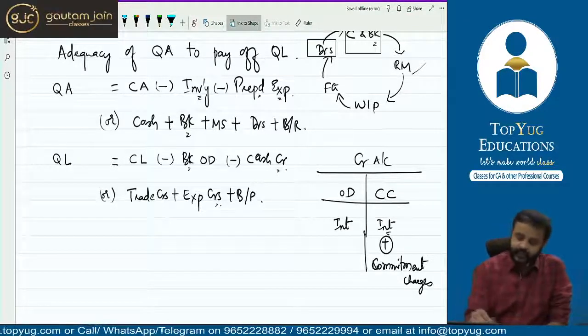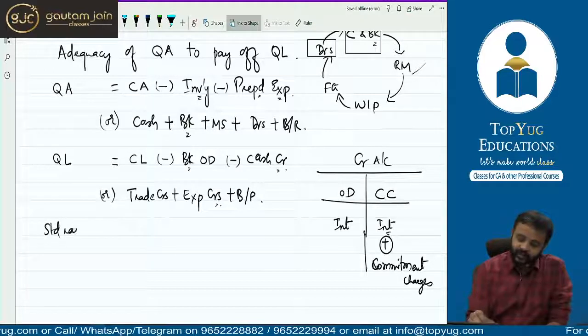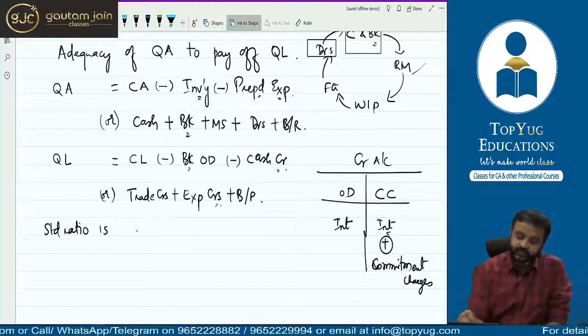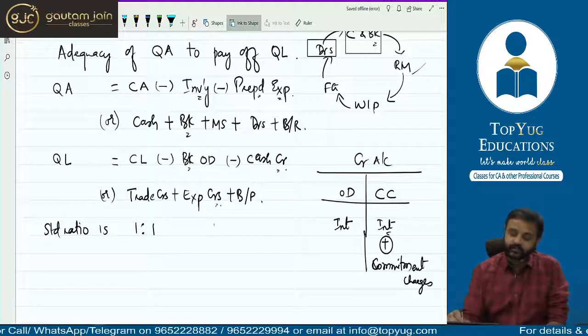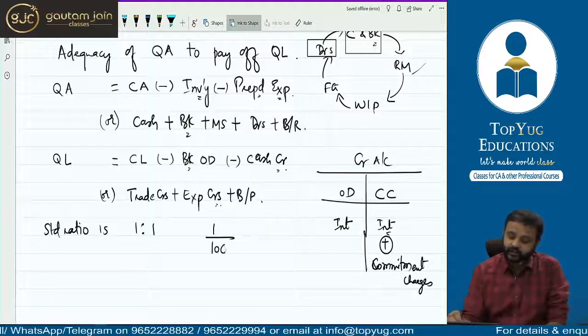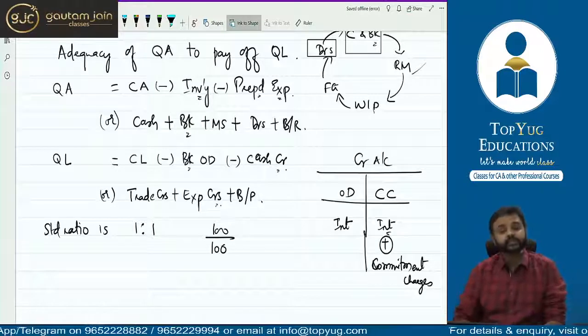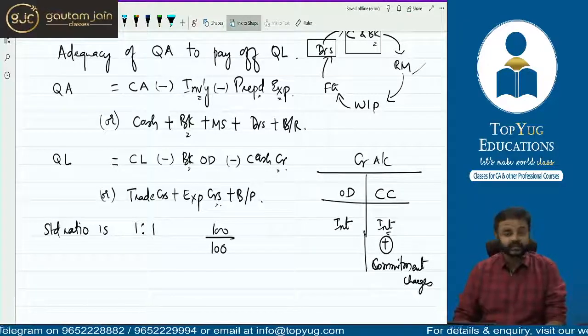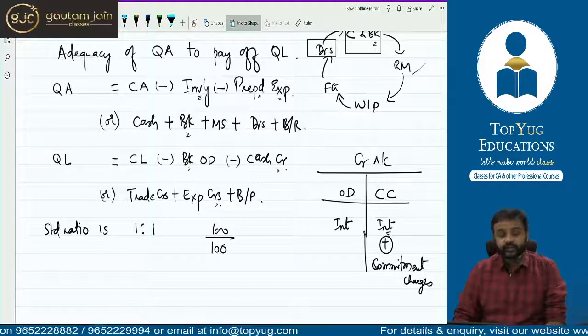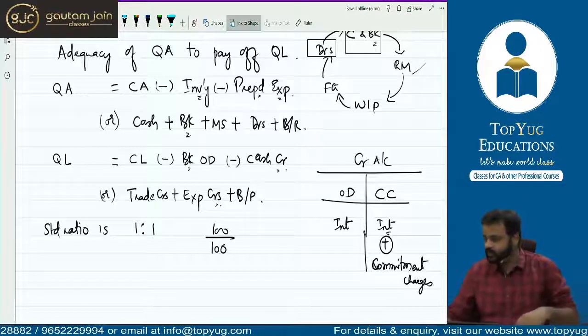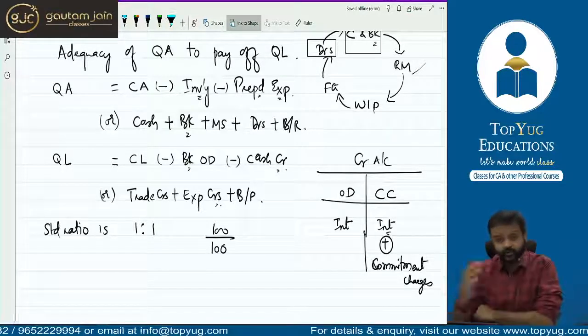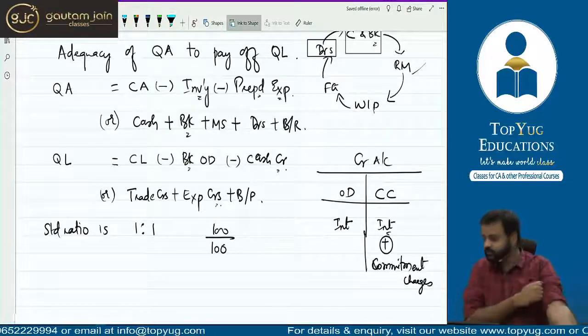Now you'll say, sir, what is the standard ratio here? The standard ratio is 1:1. That means if 100 is the quick liabilities, then 100 shall be the quick assets. Then they are in a comfortable position. This is how the standard ratio should be. I'm sorry, not 2:1, but 1:1.